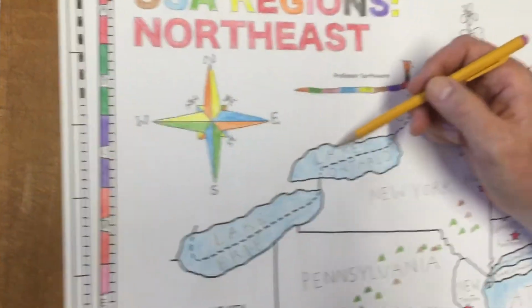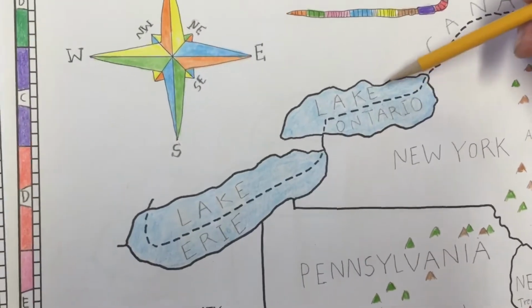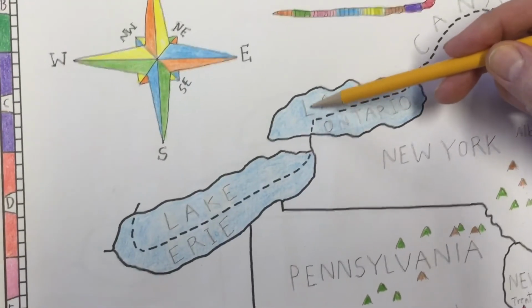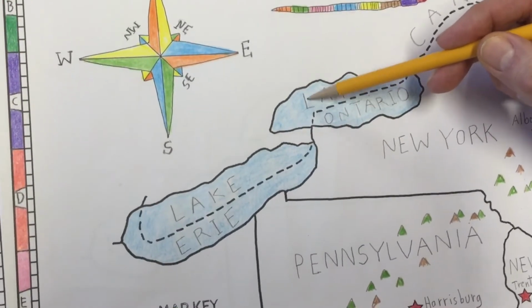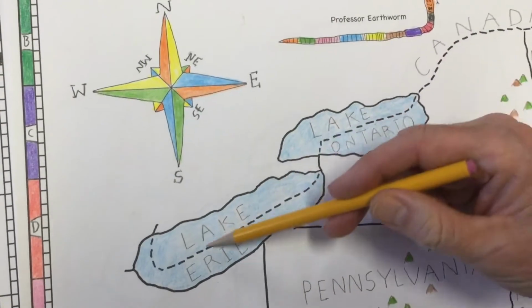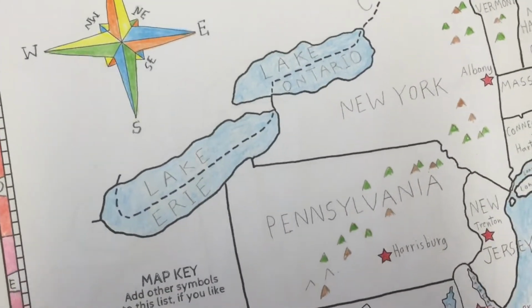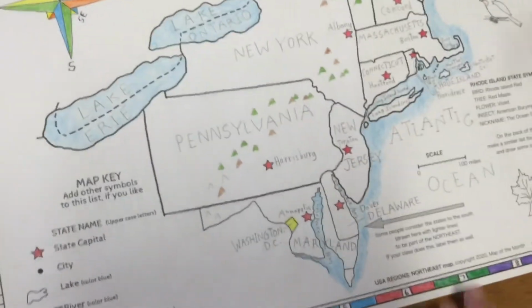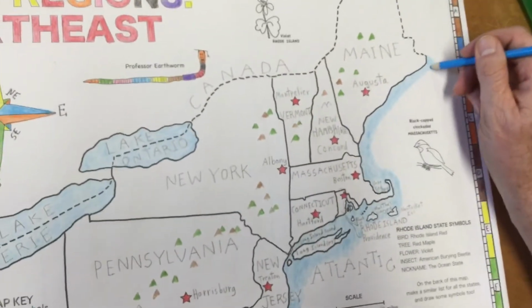Here I've also labeled two of the Great Lakes: Lake Erie, Lake Ontario. Notice how I tried to color the lakes but not put too much. I didn't go too dark over the letters. I want to be able to still read those letters, okay? I also put a nice blue edging for the ocean. This is the coastline of the Northeast.